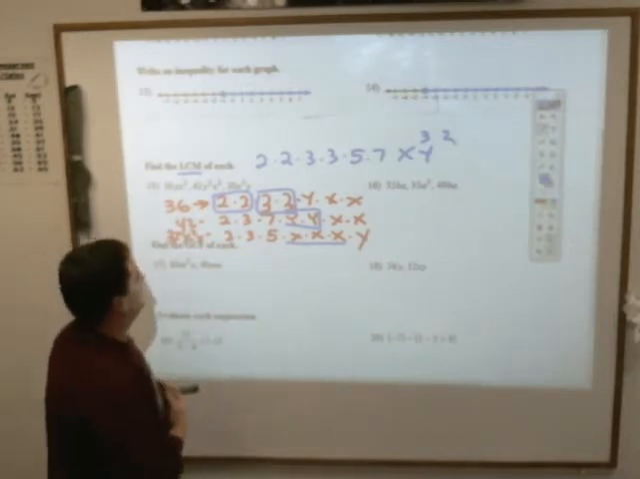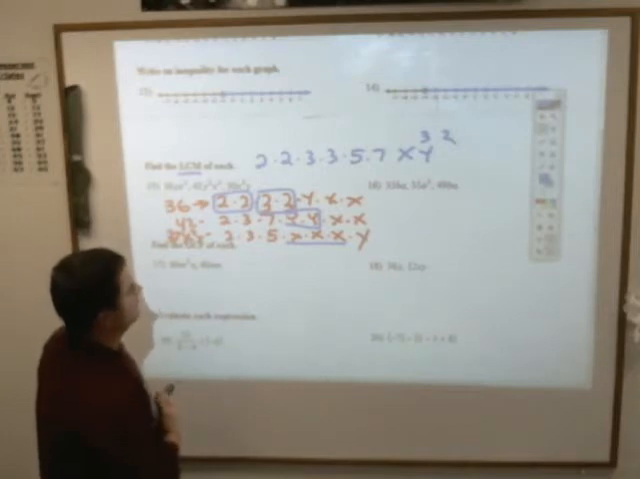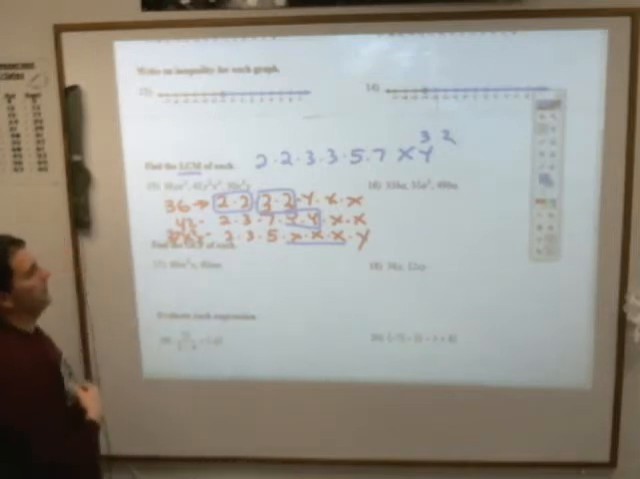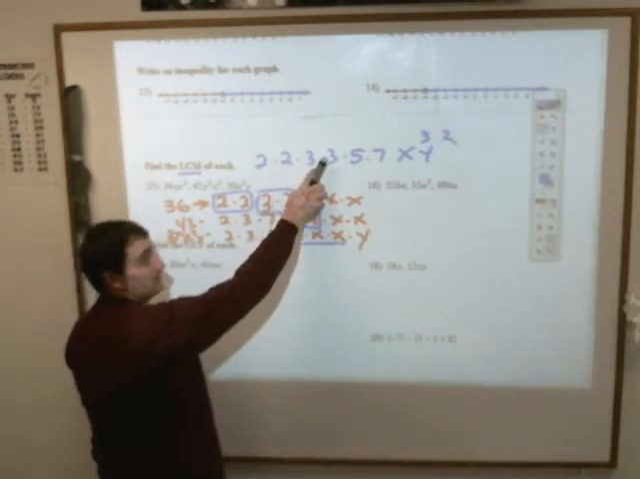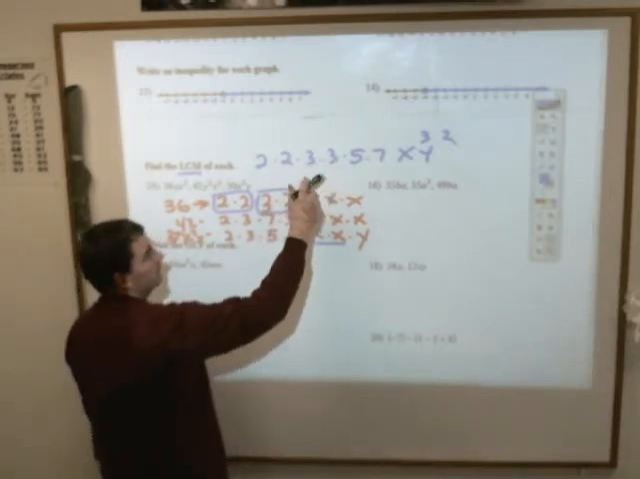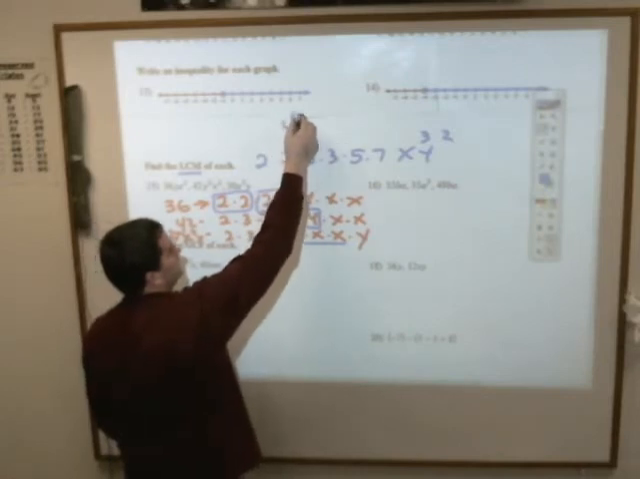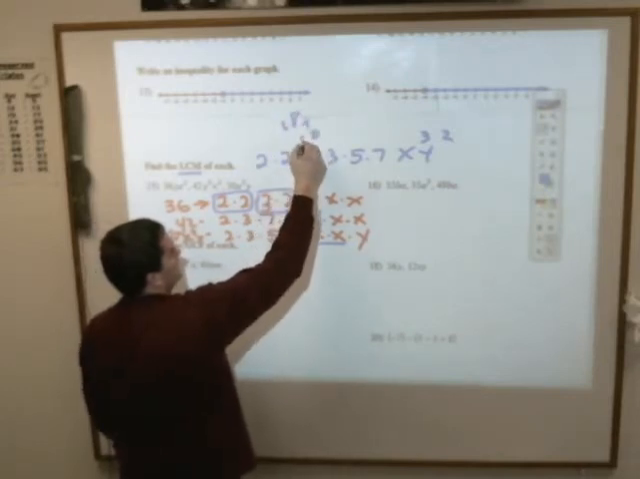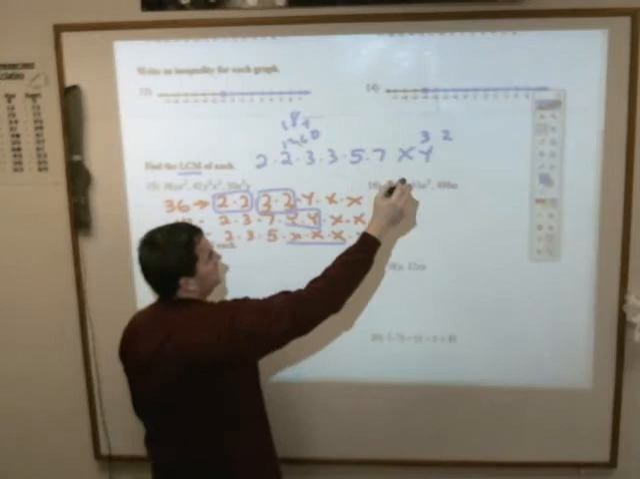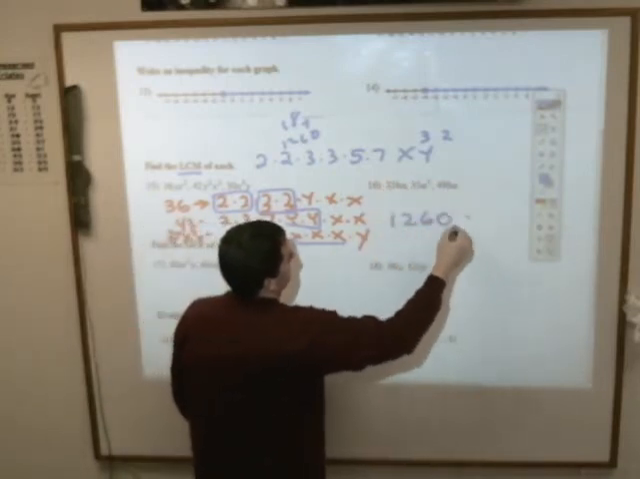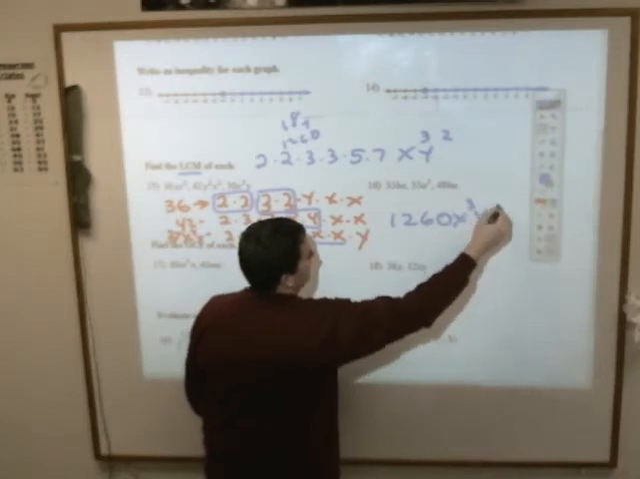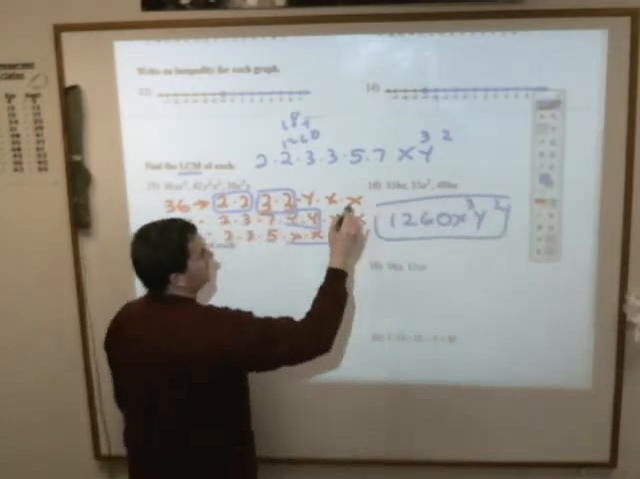Is there an easier way to do this? I don't know. It's going to be 36 times 35. Or 36 times 5 is what? 180. 180 times 7? What is that? 1260. Yep. So this is 1260x cubed y squared.